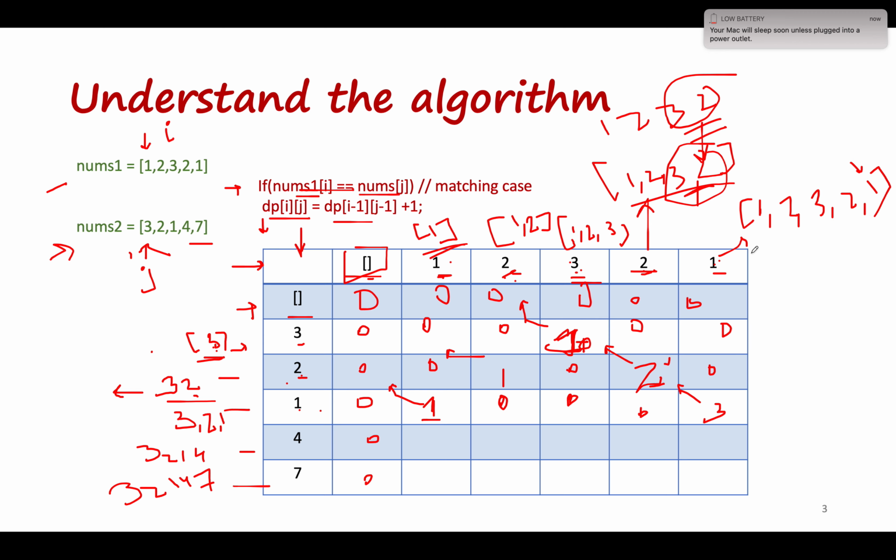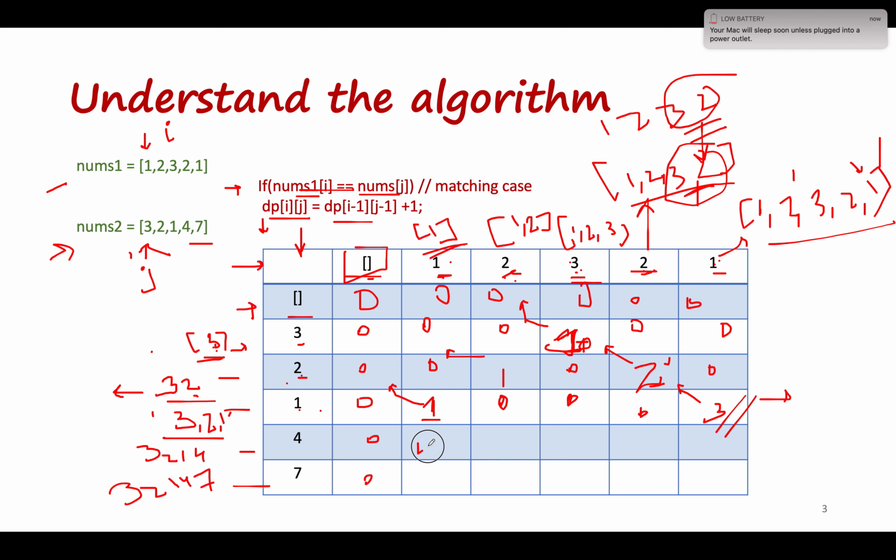And if you will see, the nums1 array under consideration is 1 2 3 2 1, and the nums2 array under consideration is 3 2 1. The last 3 integers match in both these arrays, which is 3 2 1. Therefore the length is also 3.